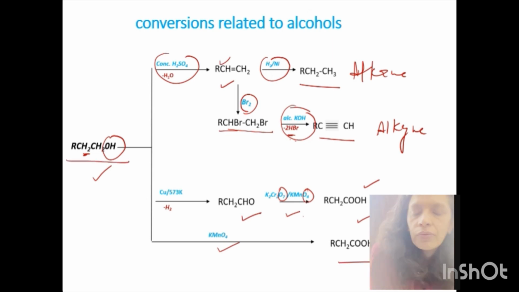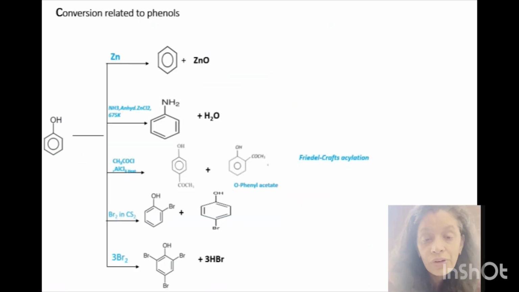Now there are a few conversions related to the phenol. Phenol when treated with zinc will change to the benzene ring. This is again an important conversion. Next reaction is acylation reaction, that is the Friedel-Crafts acylation reaction. Here the phenol is treated with CH3COCl, that is acyl chloride, in presence of Lewis acid, it will get converted to the ortho and para phenyl acetate.